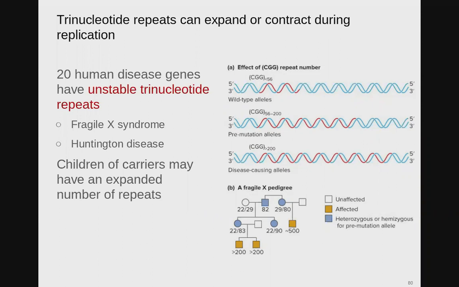Because again, these are part of encoding for proteins. And if you imagine, if you have a bunch more repeats, I'm adding not just 56 repeats, I'm adding 56 amino acids. So you can only imagine what that's going to do to these proteins.